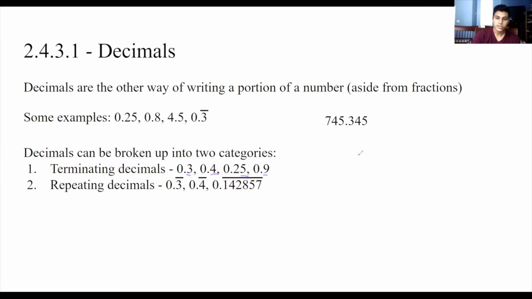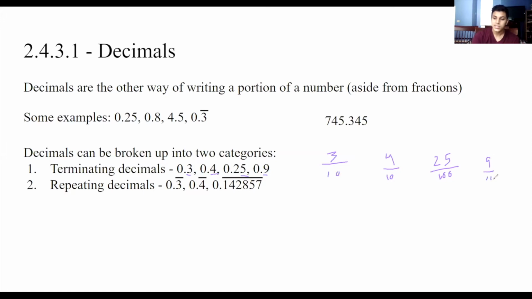These are the ones that you can just put over whatever power of ten you have. So this one would be 3 tenths. The next one would be 4 tenths because it's in the tenths place. The next one would be 25 hundredths because the 5 is in the hundredths place. And then the last one would be 9/10.